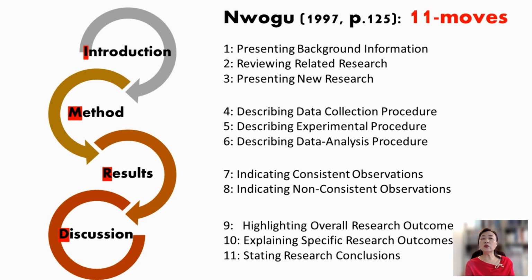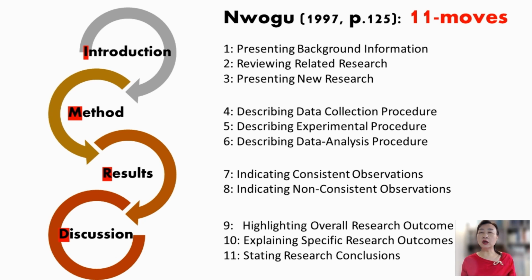With Swales' three-move schema as the basis, later Nwogu presents a more detailed linear scheme for novice researchers to write or to interact with academic papers. His 11 moves under IMRD organization seem to be friendlier and more intuitive for us to follow. These 11 moves start with presenting background information. The second one will be reviewing related research. That's the literature review section. And then you can present new research.